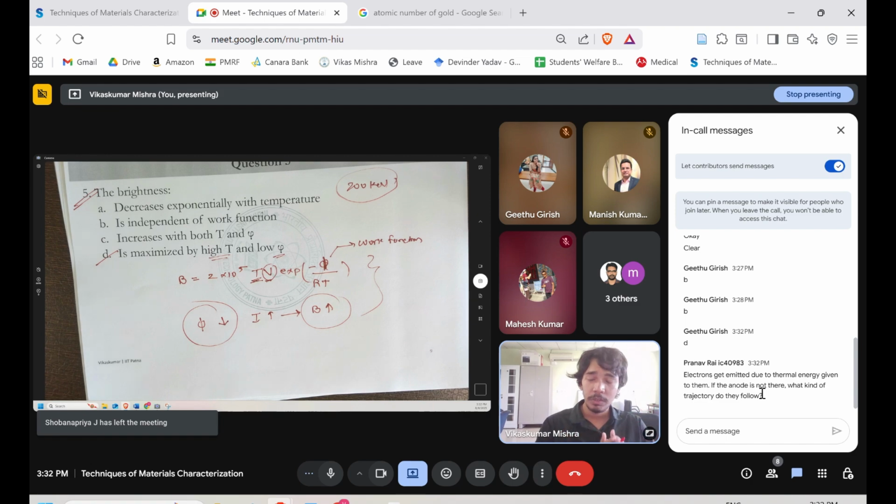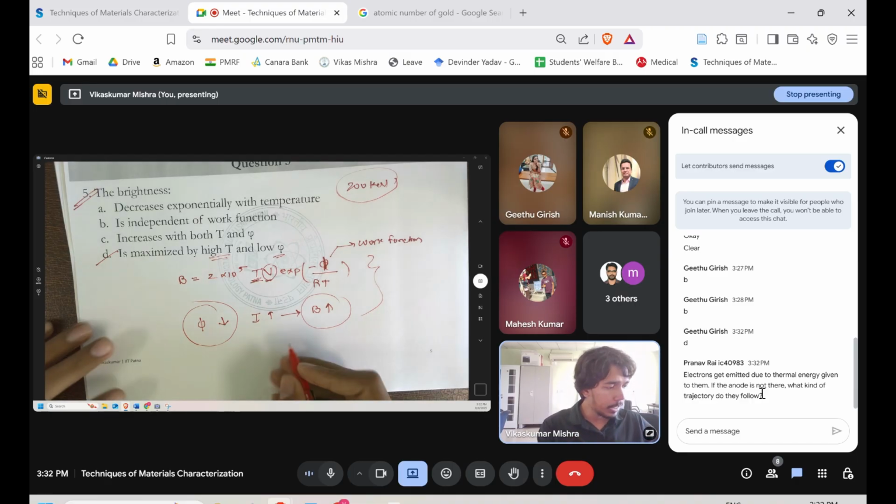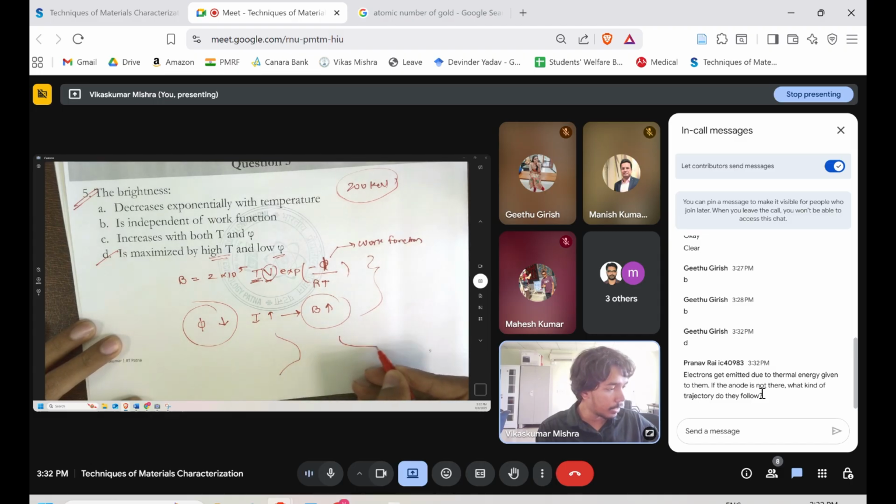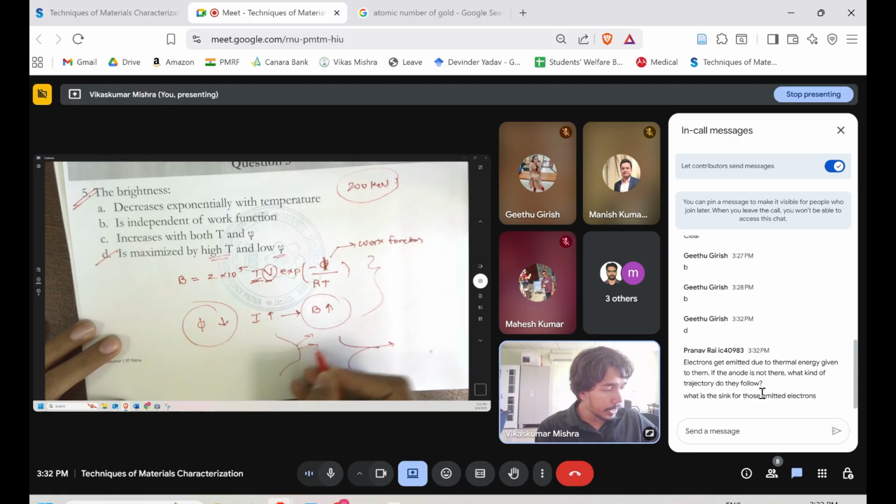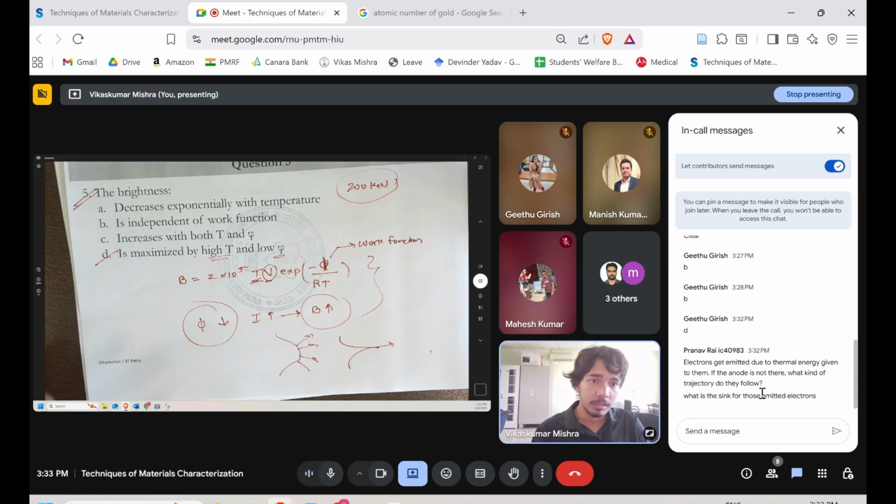You can think of it like when you turn on a bulb, it emits light in all the directions. So this is what is going to happen. If just thermionic emission is there, the electrons will eject depending upon the shape of the gun, and just follow some random trajectory. What is the sink for those emitted electrons? We are already providing the bias to them. Okay, the bias is already provided.